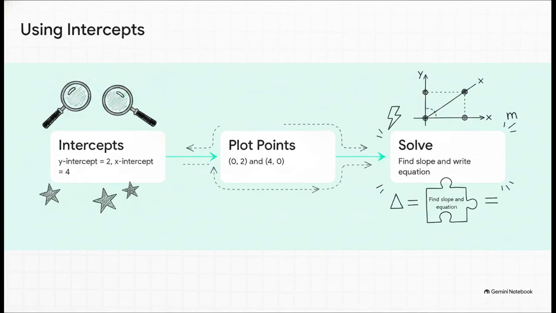And our fourth method involves x and y-intercepts. Now, intercepts are brilliant clues in disguise. If the y-intercept is 2 and the x-intercept is 4, they aren't just random numbers. They're actually giving you two exact coordinates, (0, 2) and (4, 0). Once you plot them, you just follow the exact same detective work from our last step. You find the slope between those 2 points, and you write the equation.